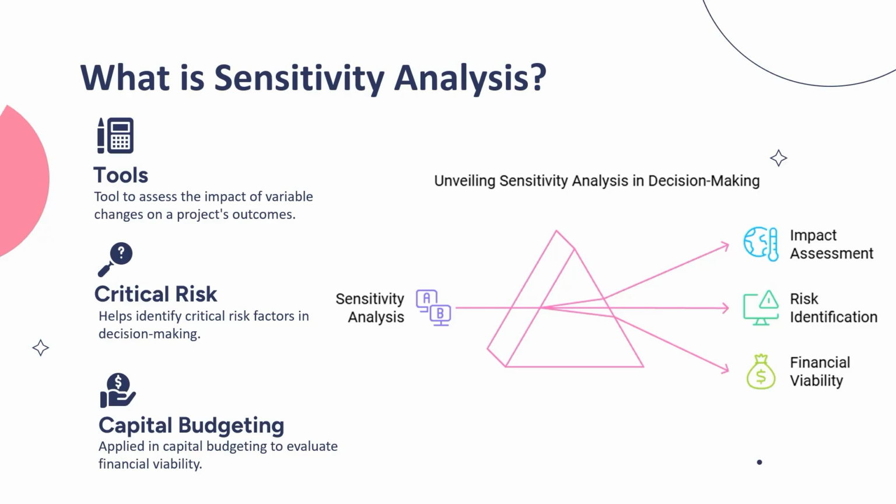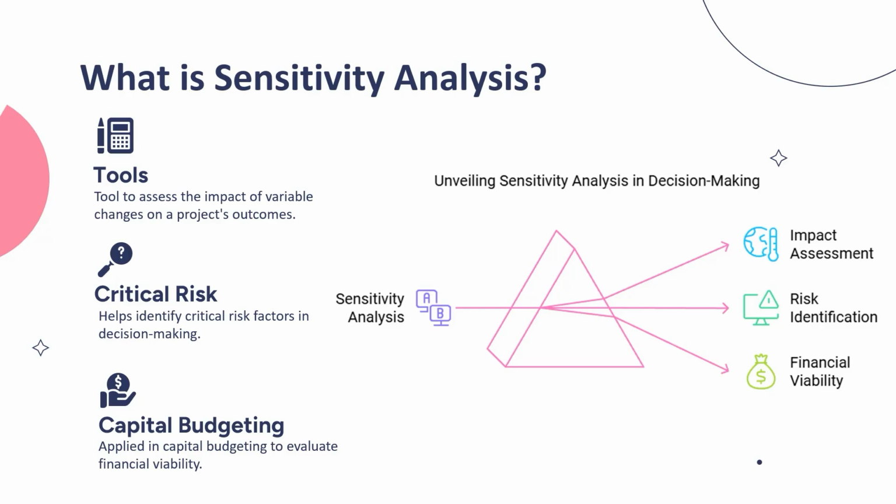Now, if we look at our diagram, we have tools. We have critical risk with capital budgeting. These are tools to assess the impact of variable changes on a project's outcome. A project is always faced with different variables that will constantly change, and we need to assess that because that impact may be positive or negative.